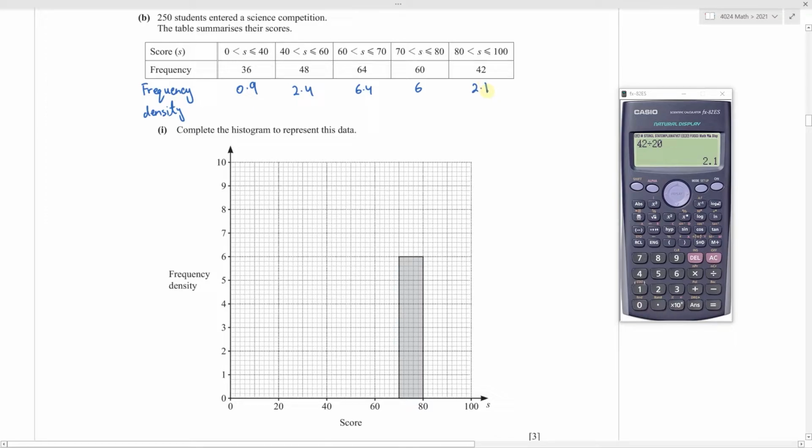So now let's complete the histogram. For the first interval 0 to 40, my frequency density is 0.9. So each small block here represents 0.2: 0.2, 0.4, 0.6, 0.8 and 1. So 0.9 will be in the middle here between 0.8 and 1. So my histogram for 0 to 40, the height is 0.9, so it will look something like this, in the middle.